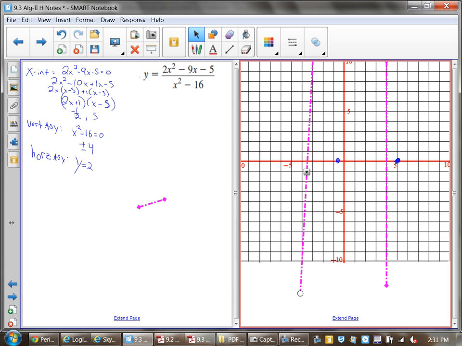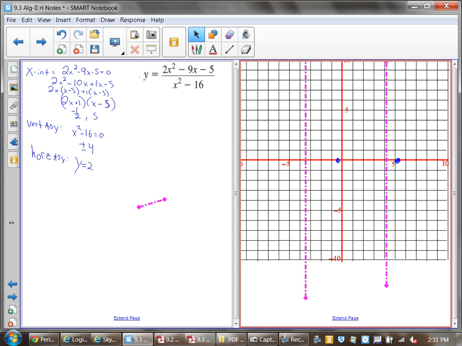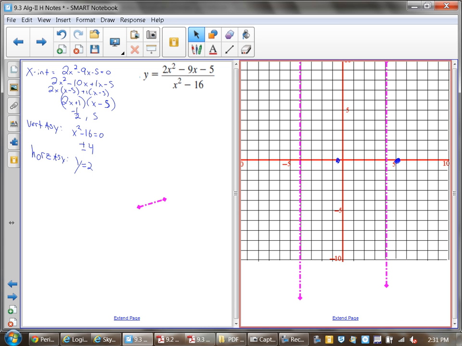Wait, so is that point on 5 allowed? Yeah, because let me show you what's happening here. We have those 2 vertical asymptotes, and then there's a horizontal asymptote at 2. What are those blue dots? Those are the zeros. Those are the intercepts, negative 1/2 and 5.